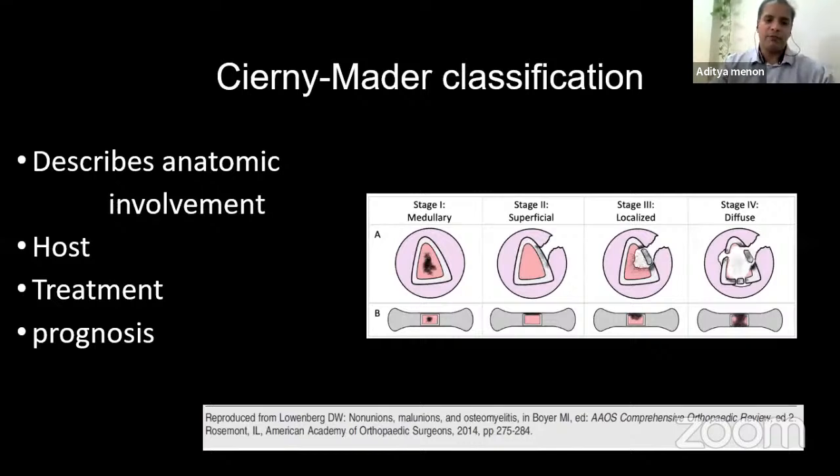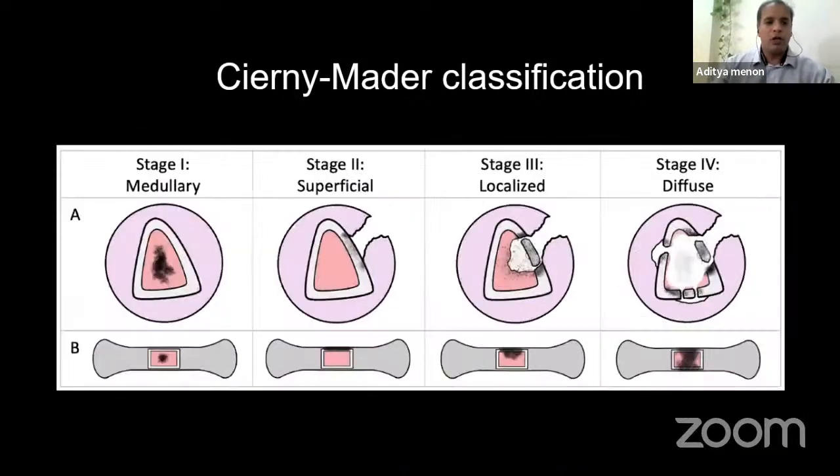Let's look at the anatomic classification first. That would comprise 4 stages. Stage 1 would be purely medullary infection. These kind of infections are seen more often in pediatric osteomyelitis, spontaneous hematogenous osteomyelitis, and also after infection with a nail. So the entire medullary canal gets involved. The second type is a very rare and uncommon type of osteomyelitis that is a superficial type. Only the cortex is involved. The medulla remains normal. There is no medullary involvement.